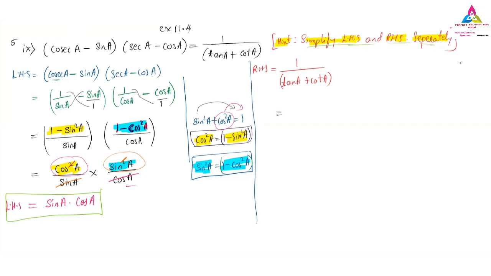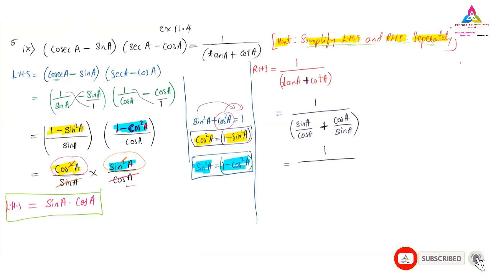So 1 by tan A plus cot A, what do we have? Same rule: convert the tan and cot in terms of sine and cos. So 1 whole divided by tan A, and tan A is nothing but sine by cos. And here we have cot A, and cot A is nothing but cos A divided by sine A. Again we will convert and continue the same thing. Here the 1 is in the denominator, and again we will take the LCM.